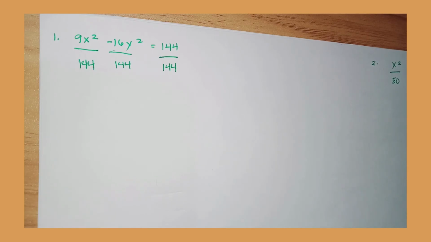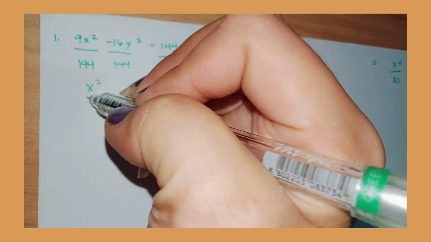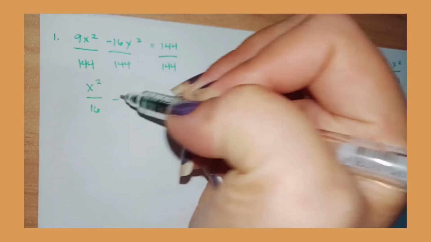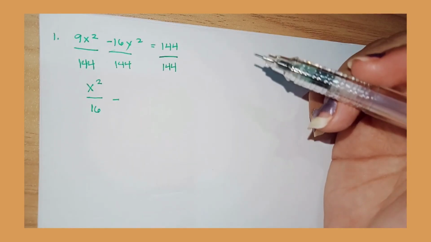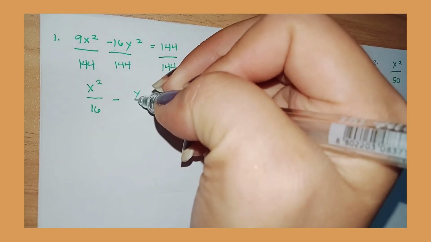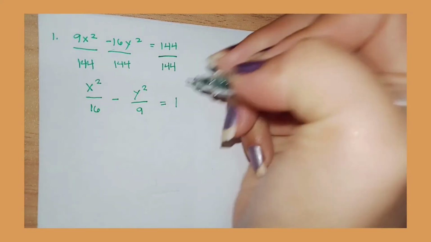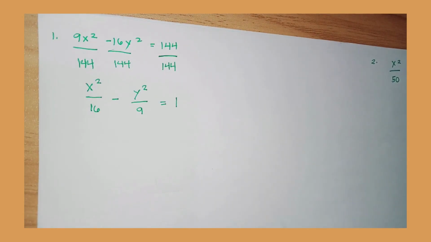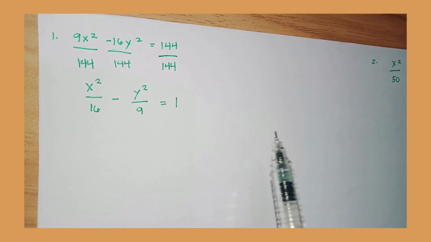Let's simplify this one. 144 divided by 9, that is 16. So this will be x squared over 16 minus 144 divided by 16, that is 9. So this is y squared over 9 is equal to 144 divided by 144, which is 1. Because our equation now looks like this, we can find our vertices, foci, and asymptotes.